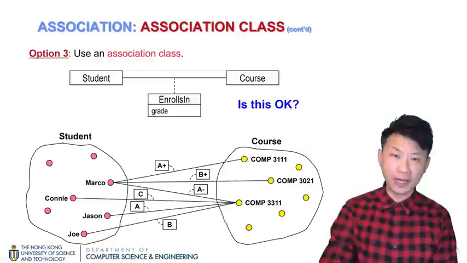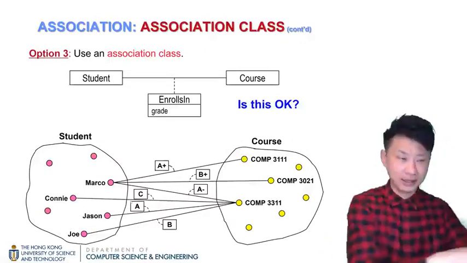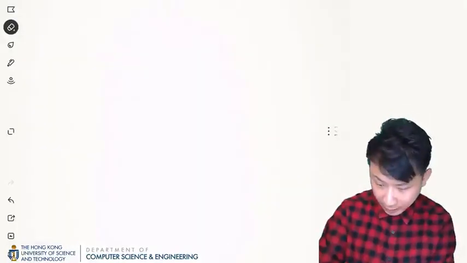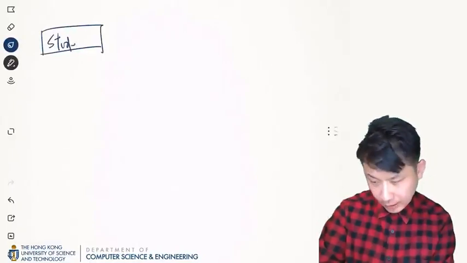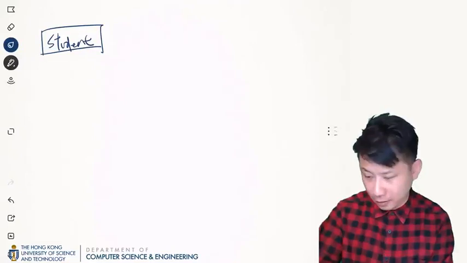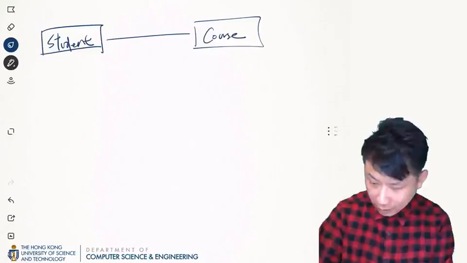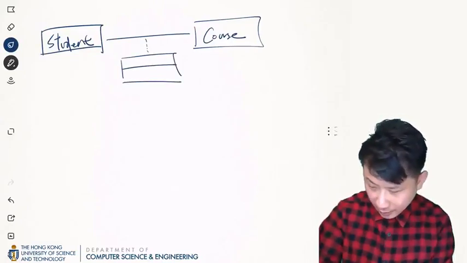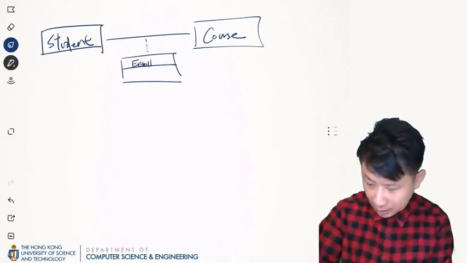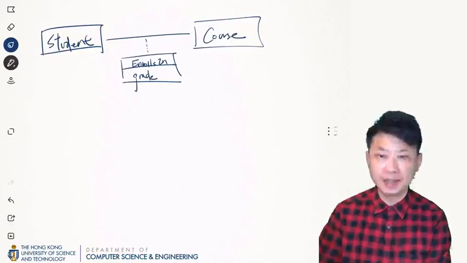I would say no. Why? Let me give you an example. Now let's say we are using this model. We have student, and then students enroll into different courses. We try to keep track of all the grades using an association class, EnrolledIn, and we keep track of the attribute grade using this association class.